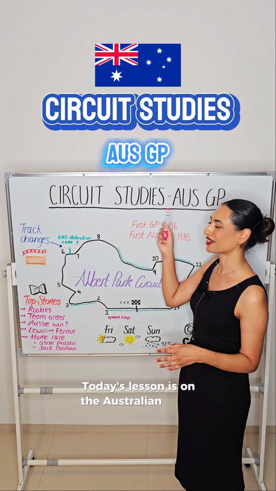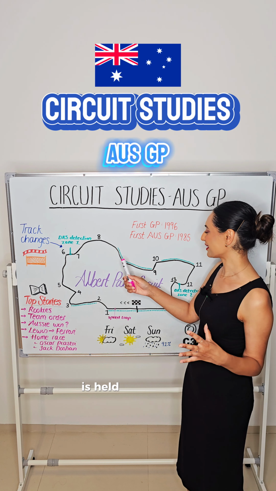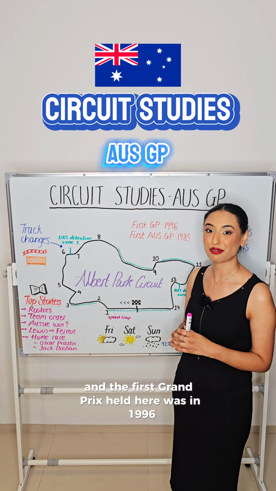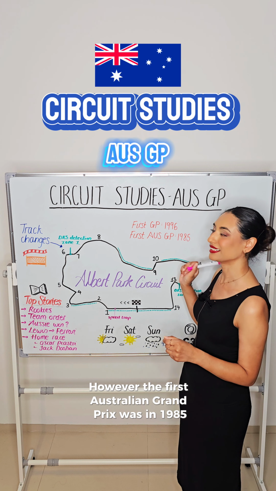Today's lesson is on the Australian Grand Prix. So the Australian Grand Prix is held at the Albert Park circuit in Melbourne, and the first Grand Prix held here was in 1996. However, the first Australian Grand Prix was in 1985.